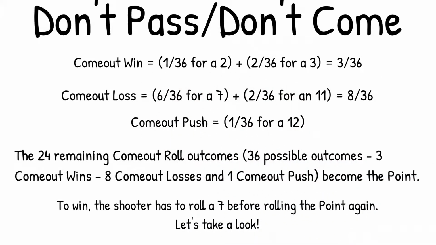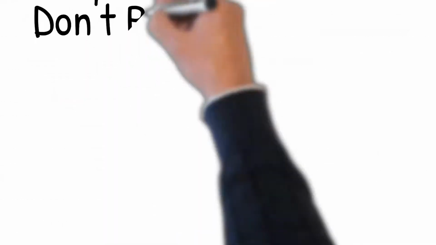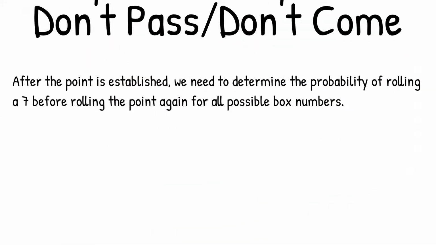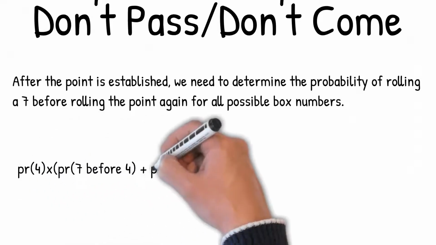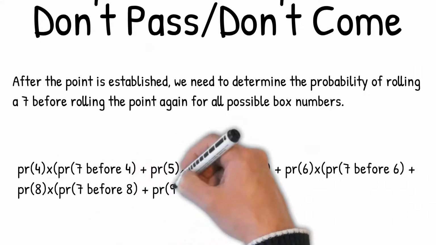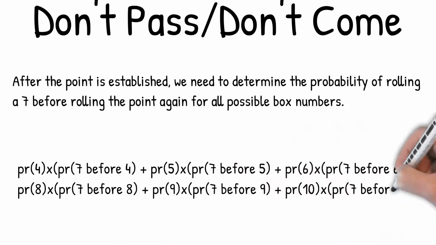Let's take a look. After the point is established, we need to determine the probability of rolling a 7 before rolling the point again for all possible box numbers. Probability of 4 times the probability of 7 before a 4, plus the probability of 5 times the probability of 7 before 5, plus the probability of 6 times the probability of 7 before 6, plus the probability of 8 times the probability of 7 before 8, plus the probability of 9 times the probability of 7 before 9, plus the probability of 10 times the probability of 7 before 10.